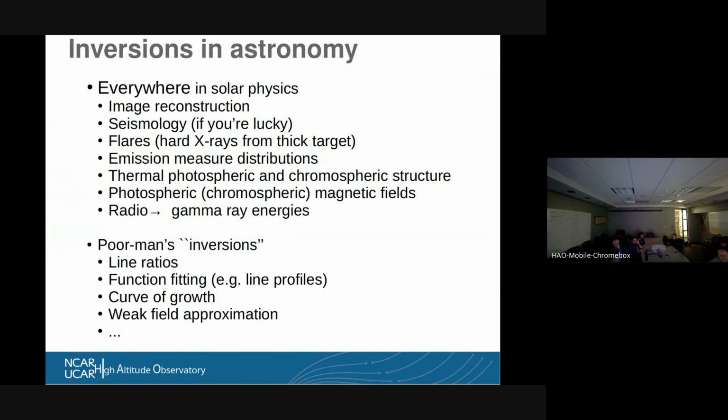So inversions in astronomy, these things are everywhere in solar physics. If you're really lucky, you're going to do an inversion in seismology, and I'll explain why that is different later. Flares, emission measure distributions, what is the photospheric and chromospheric structure? There's a lot of work going on now. What is the photospheric and chromospheric magnetic structure? An even greater amount of work. Radio to gamma ray energies, inversions of things like the formation mechanisms. And then you have Paulman's inversions, which some of you will recognize as being essentially extracting one parameter out of a given set of observations. But it's based in inversion theory, all those things there, okay?